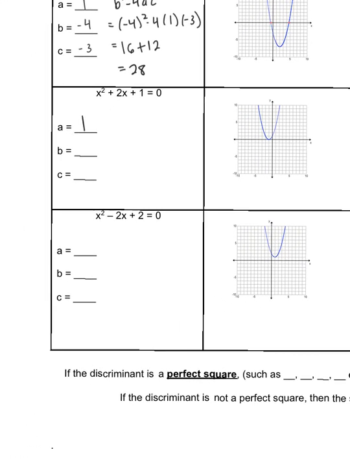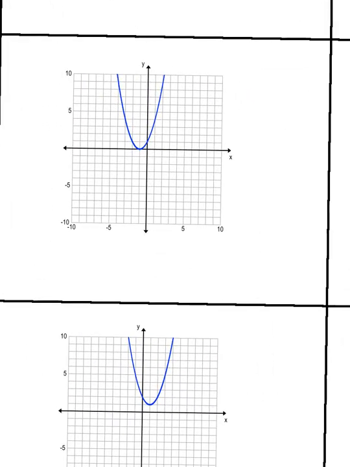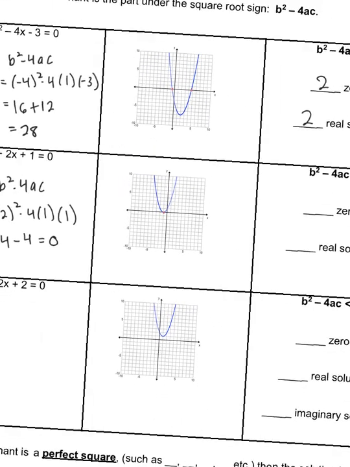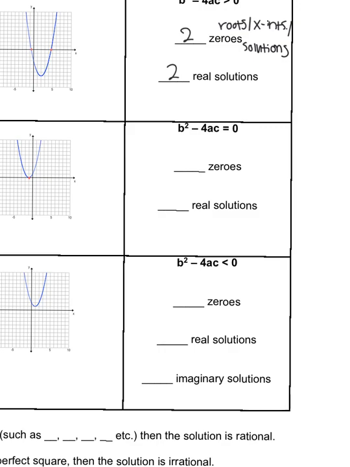My A value is 1, my B value is 2, my C value is 1. If you want to find your discriminant, we get 4 minus 4, which is equal to 0. And looking over at our graph, looking for x-intercepts, I've got 1 right here where the graph touches the x-axis. So we know that our discriminant is 0.